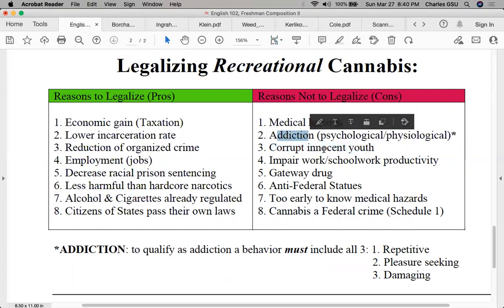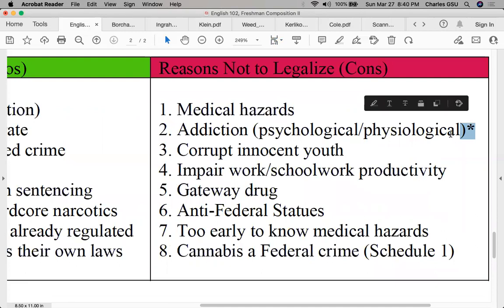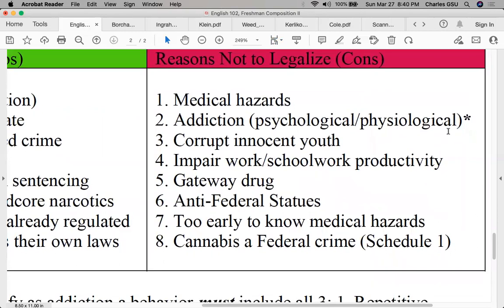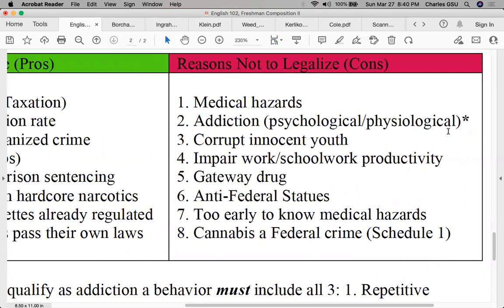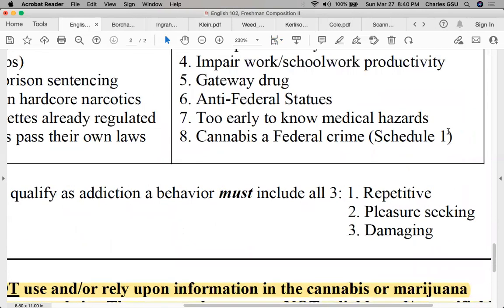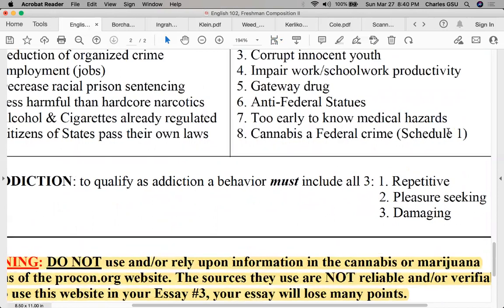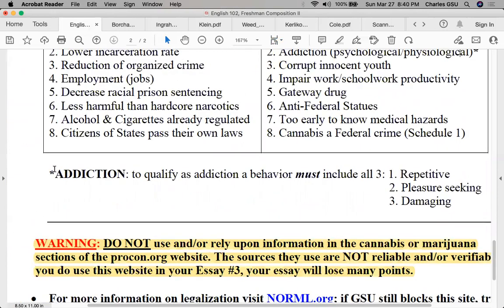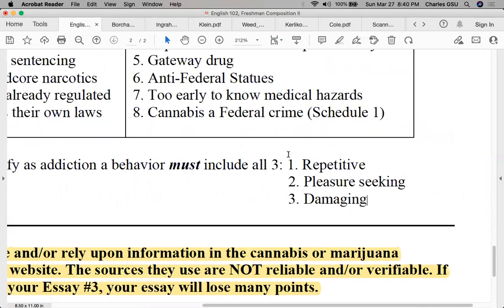It's addictive. Oh, speaking of which, I have this asterisk here, right? For something to be addictive, you can't just say, oh, that's addictive, right? It has to actually have properties or characteristics attached to it. So addiction needs to meet these three criteria. Not one or two, but all three. Okay. So it's something you do habitually or over and over, and therefore it's repetitive. If you just smoke marijuana one time, you're not an addict.